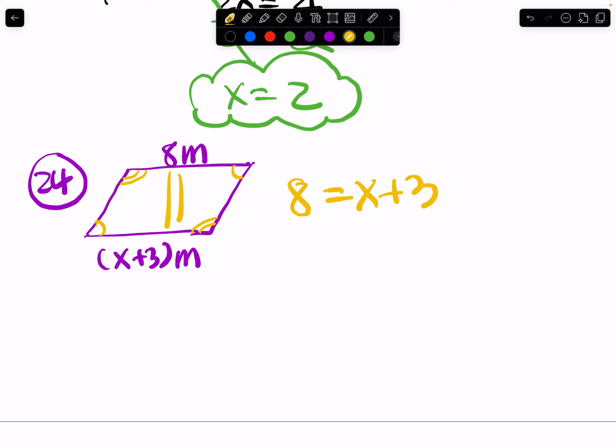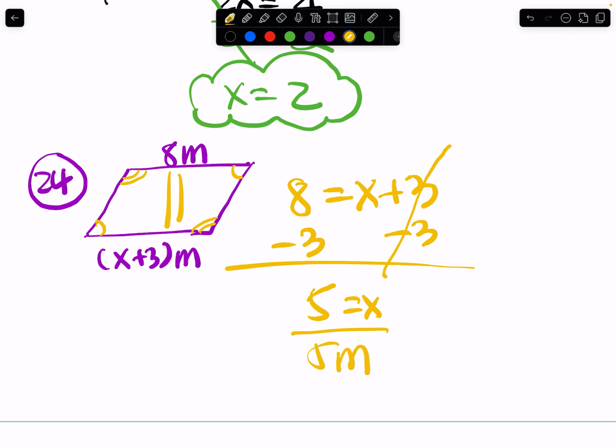Simple as that. And that is a simple equation to solve. So x is equal to 5. What's the unit? 5 meters. Okay. Very simple.